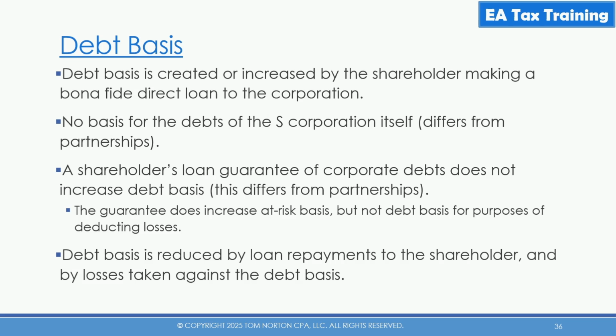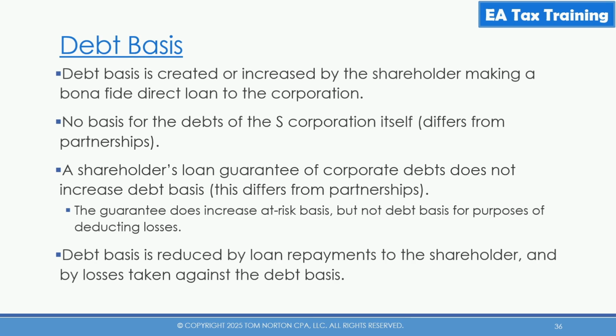Then we have debt basis. So debt basis is created or increased by the shareholder making a bona fide direct loan to the corporation. So there is no basis for the debts of the S corporation itself. Remember, with a partnership, for qualifying debts, the partners actually get basis in the partnership for their share of the partnership's debts. You do not have that with an S corporation. The shareholders do not get basis for the debts of the S corporation itself. They only get debt basis for amounts of money that they have actually loaned directly to the S corporation.